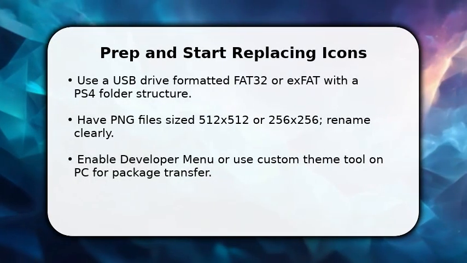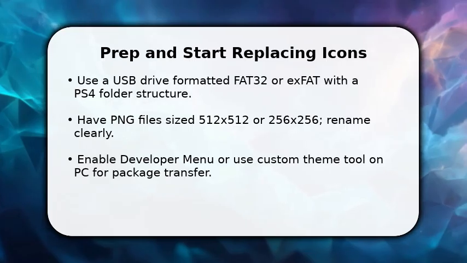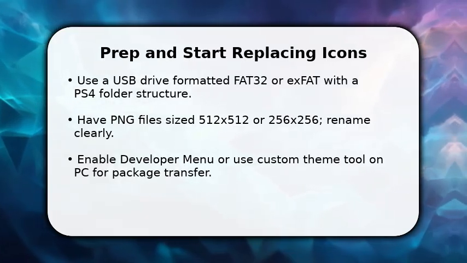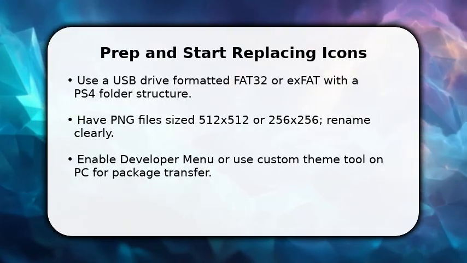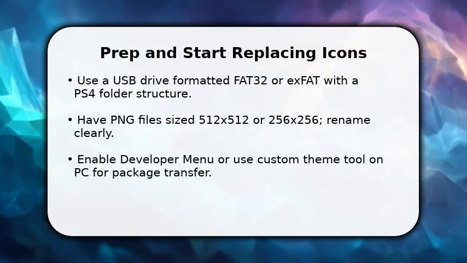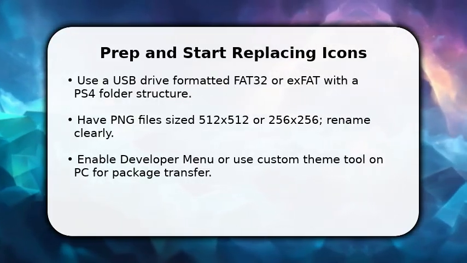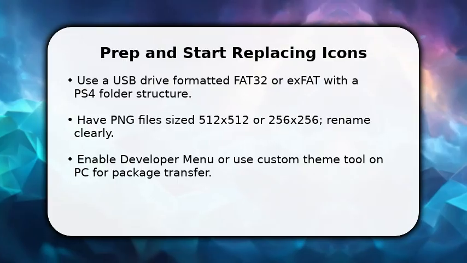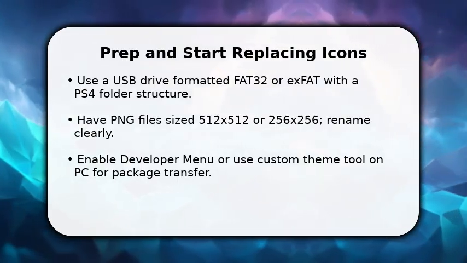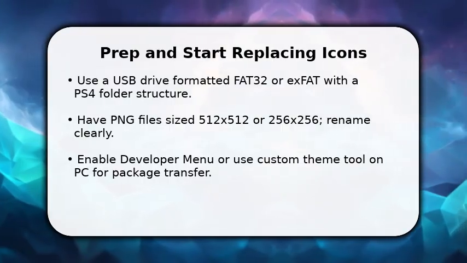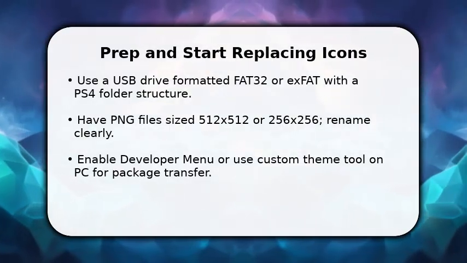You'll begin by preparing files and the transfer path so you can change icons fast. Plug a FAT32 or exFAT USB into your computer and create a PS4-compatible folder layout. Prepare PNGs at 512x512 or 256x256. You're matching OS expectations to avoid distortion. Once done, rename each icon to match the app package ID or theme slot so the console will match.